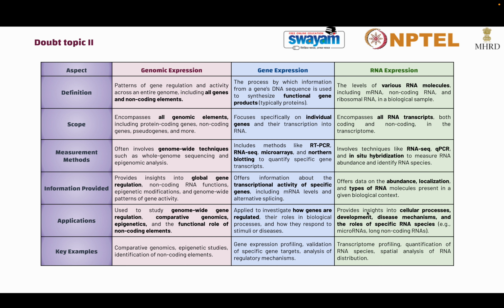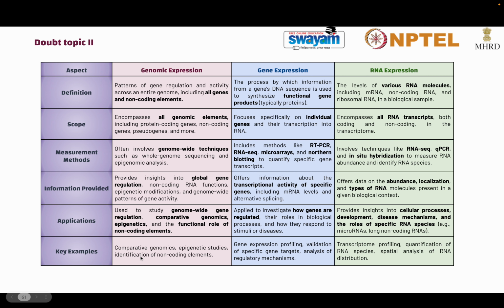Then RNA expression provides insights into the cellular processes. It will tell you at what developmental phase a particular organism is, because RNA expression also varies at the level of age, or it can vary at the level of tissues. There are different transcripts which are expressed in a particular tissue and not in the other tissue. So this can provide you insights into the cellular processes, development, disease mechanisms, and role of specific RNA species, for example, microRNAs and long non-coding RNAs.